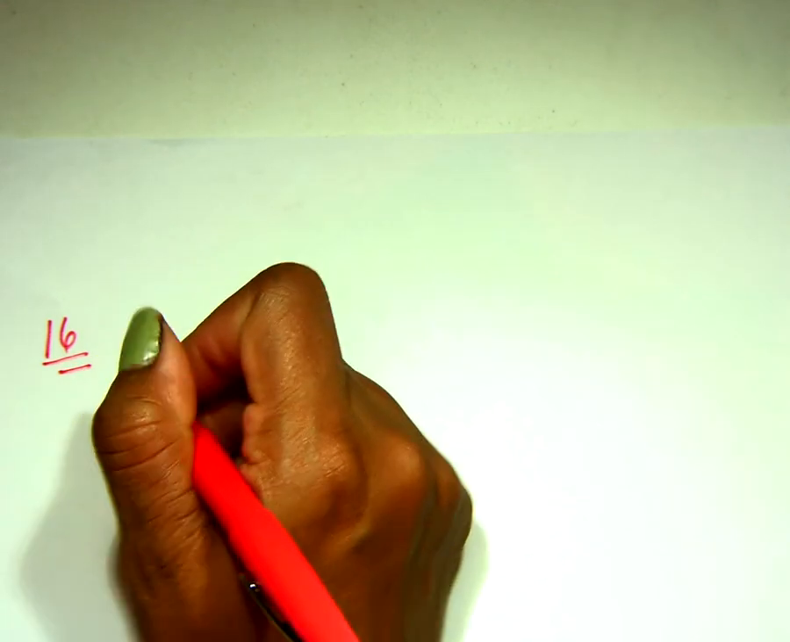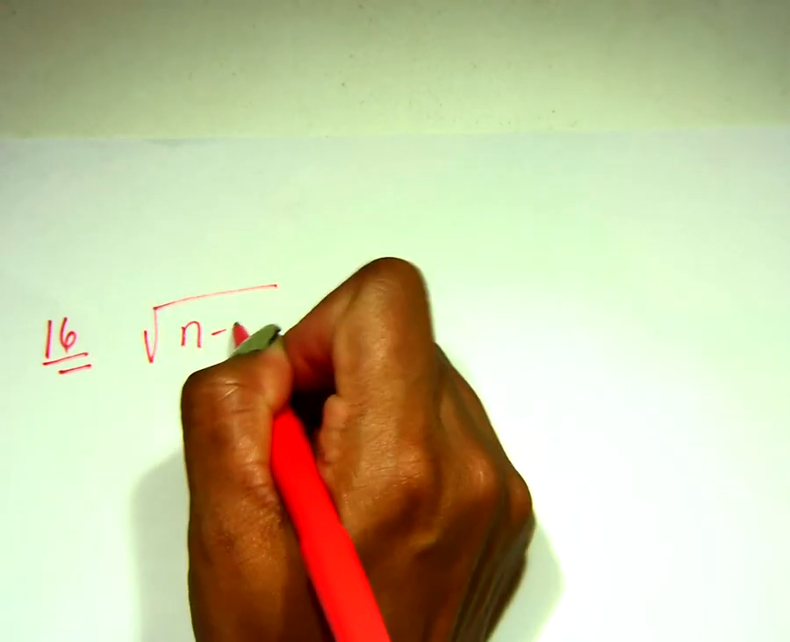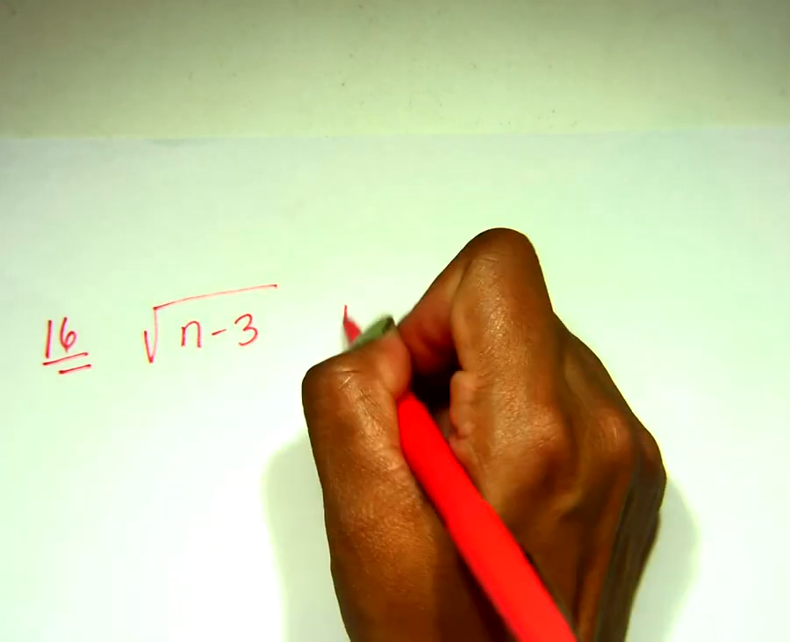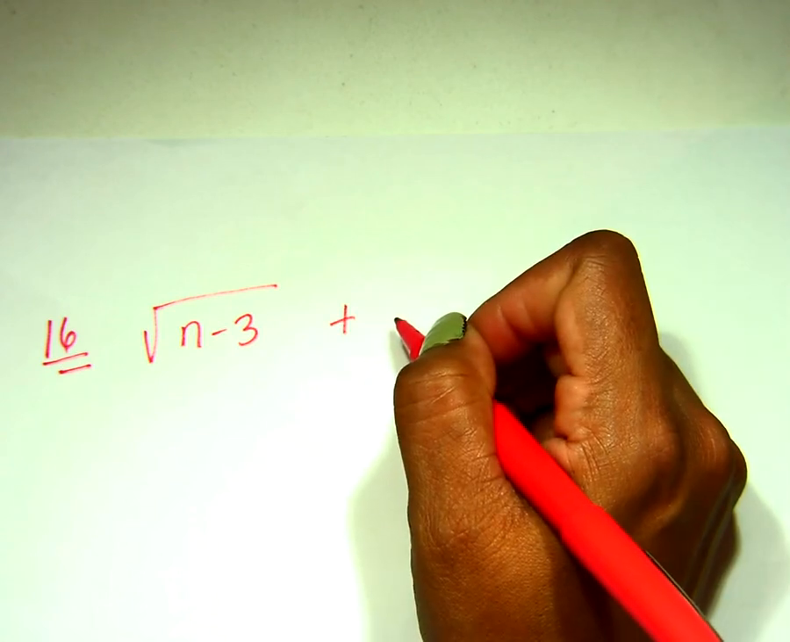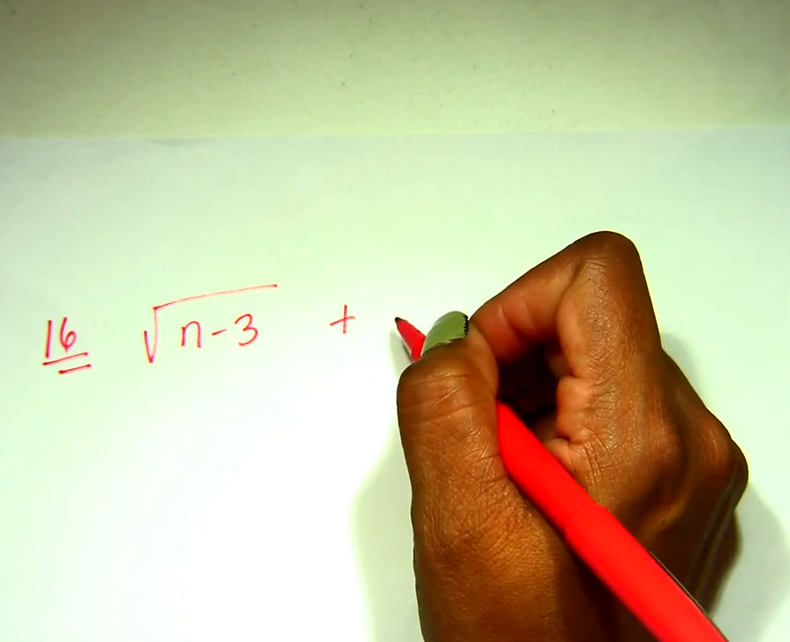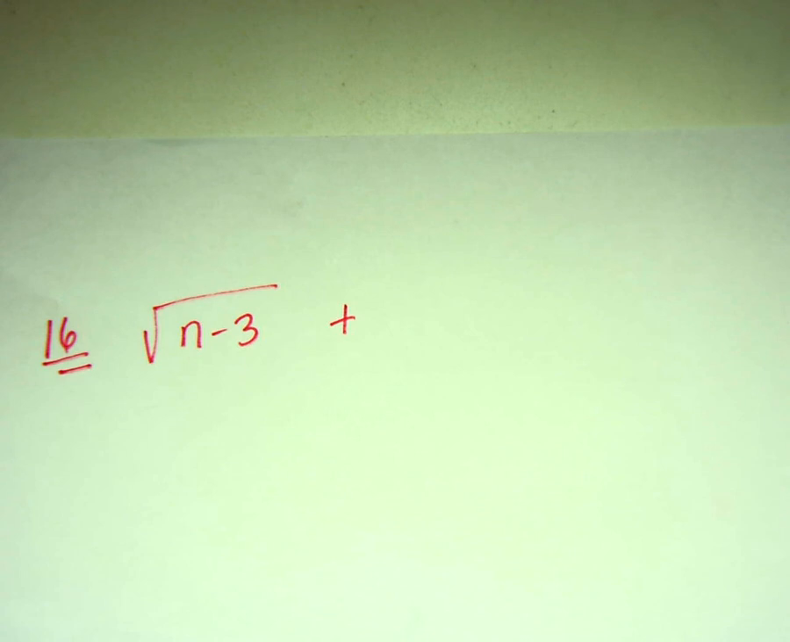Woo-hoo. So here's your 16th example. You have the square root of n minus 3 plus, I did this one and I don't know what I did with it. I did this problem already.